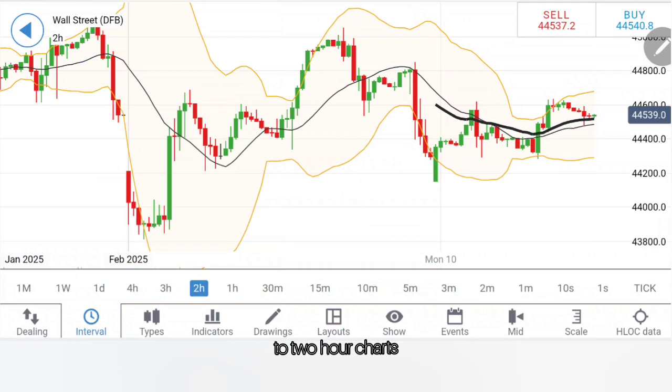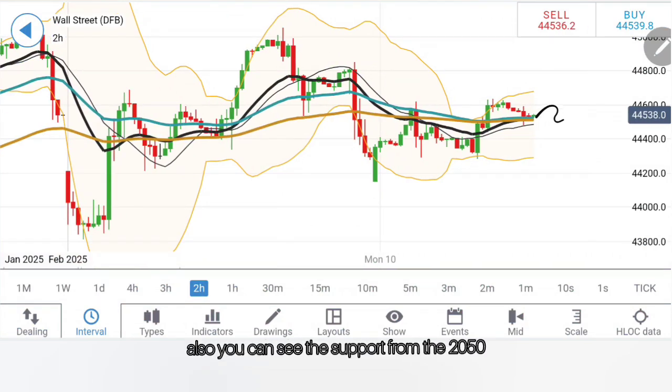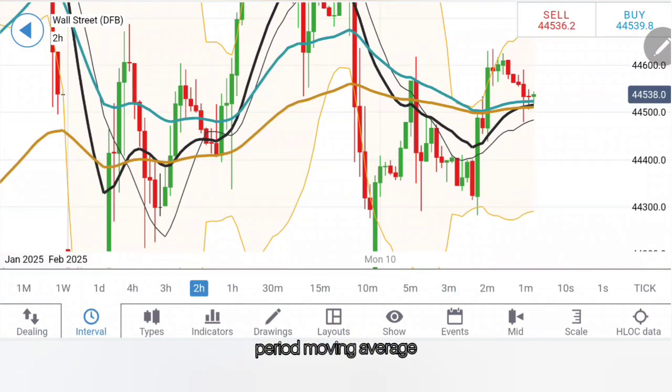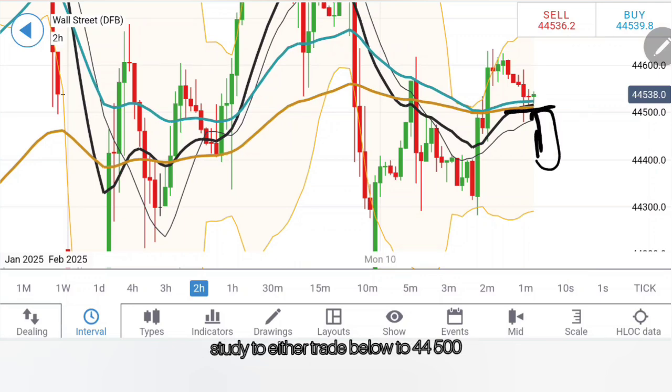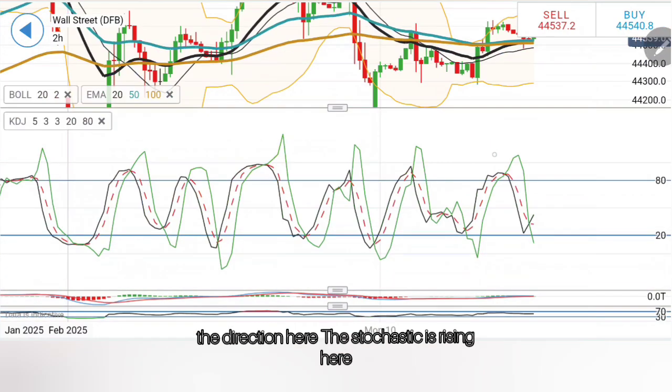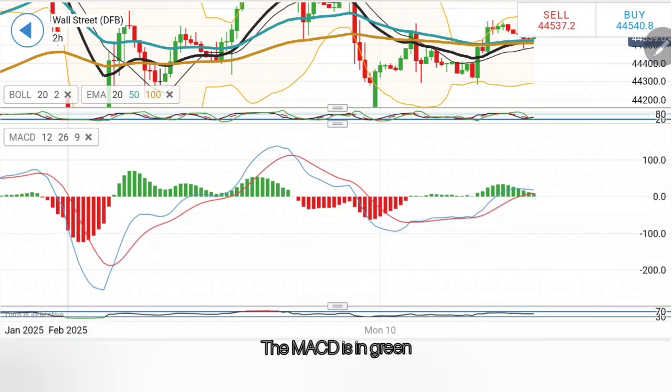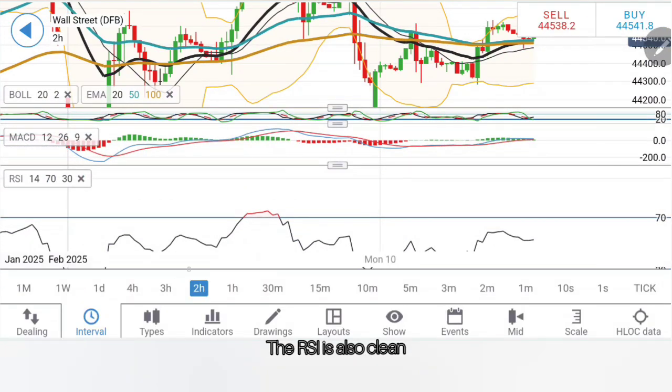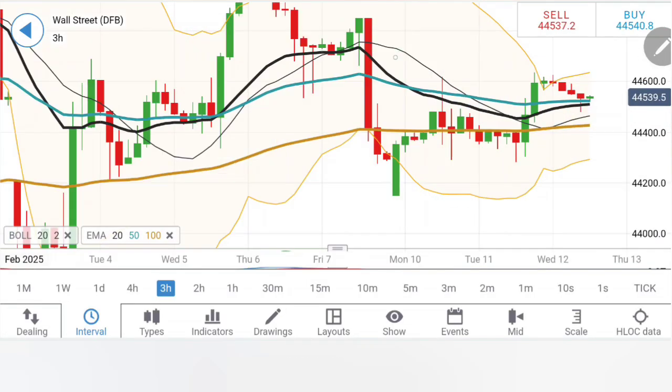Coming to the 2-hour chart, when you look at the 2-hour chart, see here also you can see the support from the 20-50 period moving average, and thus it is very important for US30 to either trade below 44,500 or to trade above 44,600 in order to confirm the direction here. The stochastic is rising here. The MACD is in green. It has not yet crossed over. The RSI is also clean, and it is almost the same on the 3-hour chart.